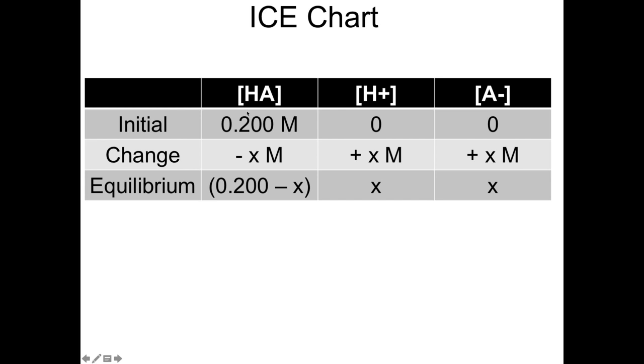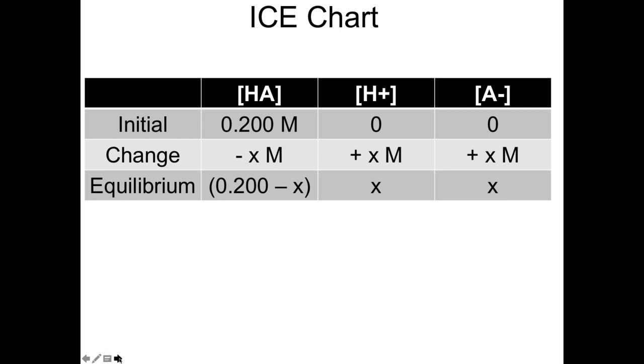We know once it goes into solution, a certain amount of HA is going to break apart. So we're going to lose a certain amount of molarity of HA, and we'll gain a certain amount of molarity of H, and we'll gain a certain amount of molarity of A. And so at equilibrium, you'll have 0.200 minus x. This one's going to be 0, and then we're adding x, so it'll be x, and A minus will also be the same.